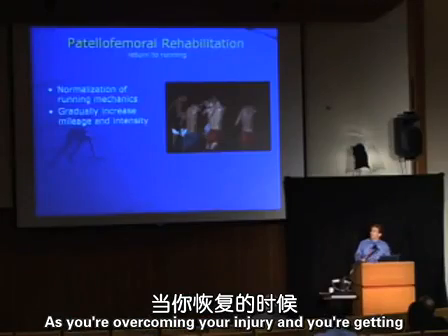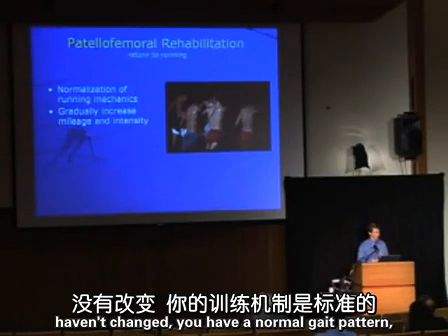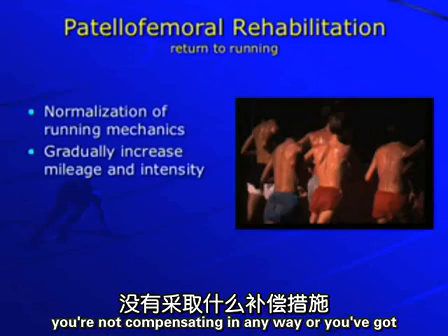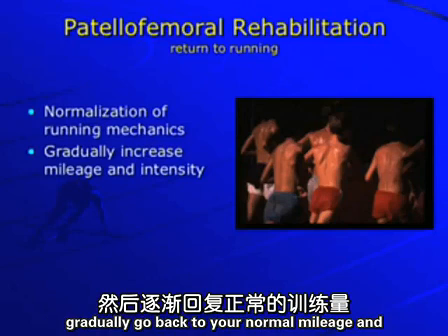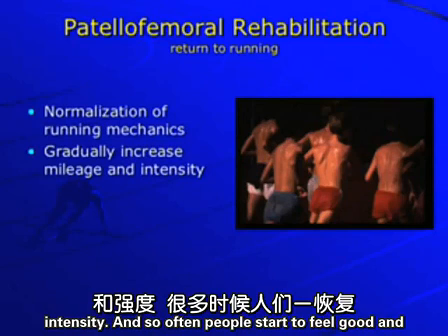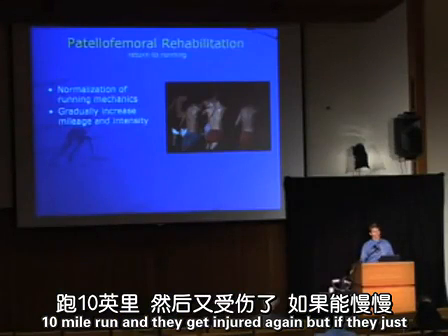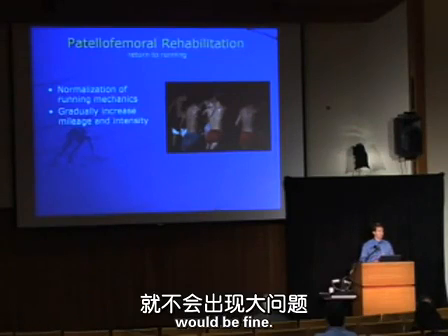As you're overcoming your injury and you're getting back, you want to make sure that your gait mechanics haven't changed. You have a normal gait pattern. You're not compensating in any way, or you've gotten into some kind of bad pattern. And then you want to gradually go back to your normal mileage and intensity. So often people start to feel good and they jump back, and all of a sudden they're doing a 10-mile run. And they get injured again. But if they just slowly go back, let your body get used to it again, they would be fine.